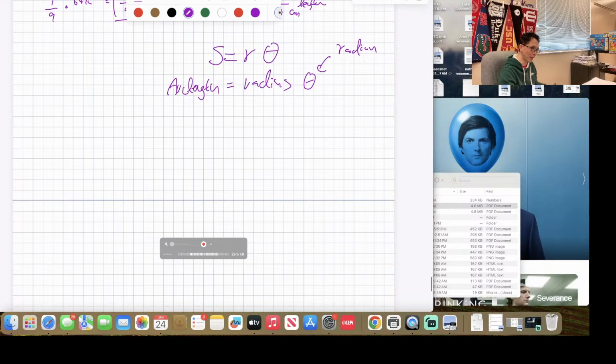Let's say I have this, and like this. And this is 120 degrees. Okay? And we say, hey, we just want to find the arc length, which is this length here. And the radius, let's just say, is, I don't know, 12. Can you find the arc length?